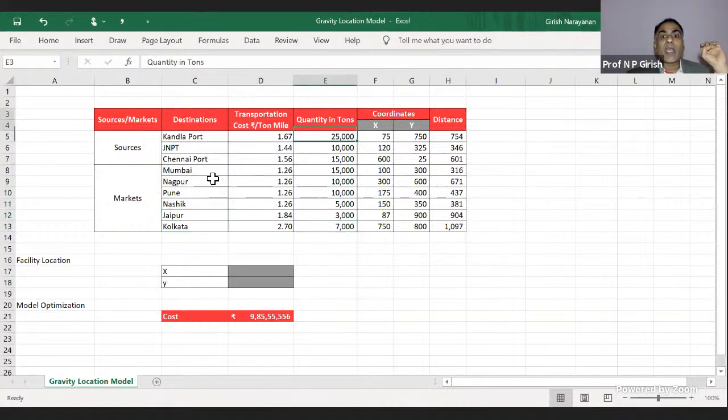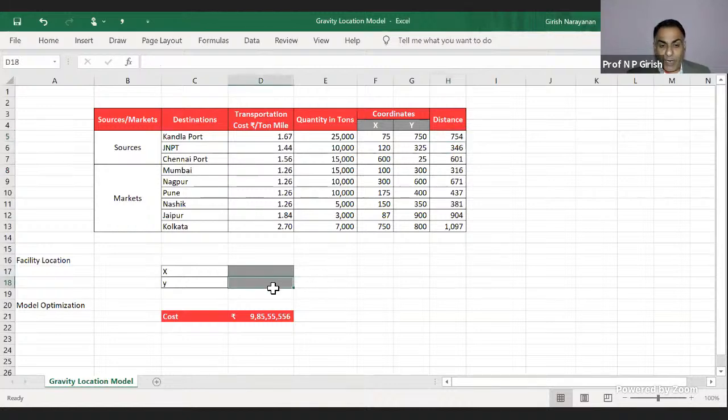Okay. What's the quantity I am moving? I'm moving 25 tons, 1,000 tons, or whatever it is. Anyway, that's besides the point. And what are the coordinates? The coordinates in Kandla, 75, 750, latitude, longitude. That's on an even scale, probably not the actual number, doesn't matter. And then Mumbai 100, 300, etc. So this distance is really talking about the x coordinate minus that x coordinate whole square, plus the y coordinate minus this y coordinate whole square. That is what this number is showing.